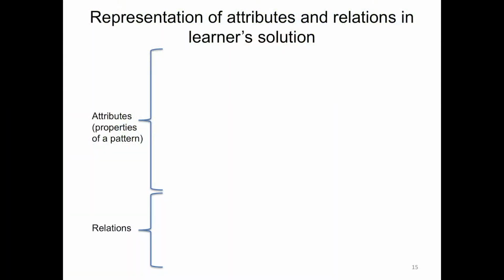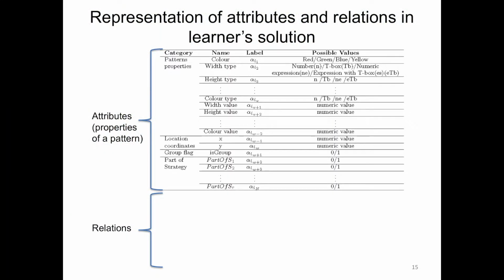A strategy relates, in this particular case, to how users construct these kinds of patterns and reflect properties, relations and attributes that these patterns have. So just to give you a quick idea, there are attributes, properties that the pattern has. There is information in the attributes about the coordinates of the particular pattern.